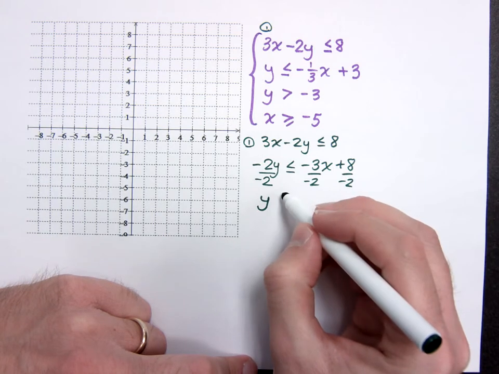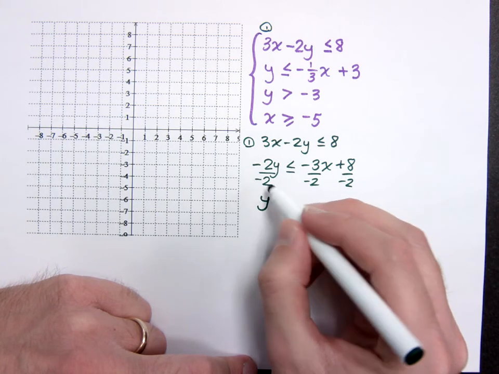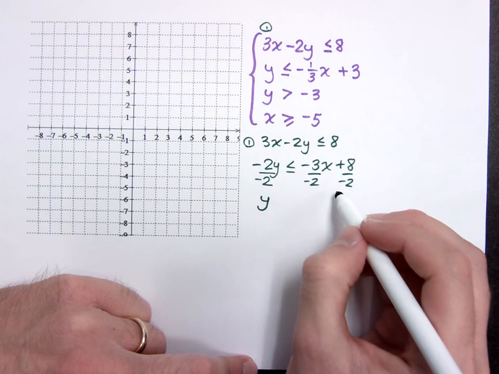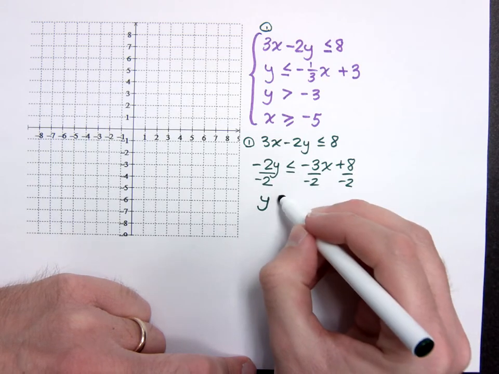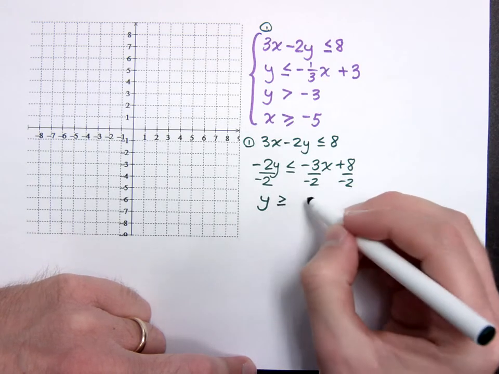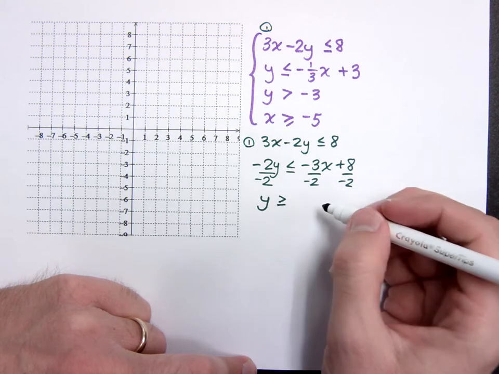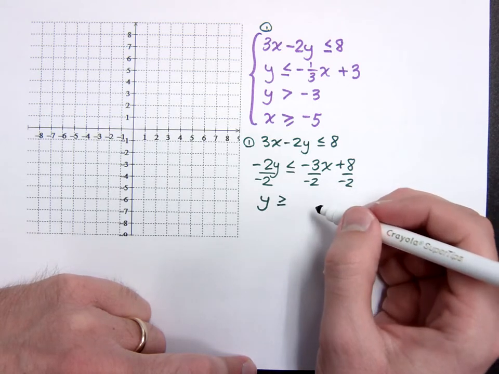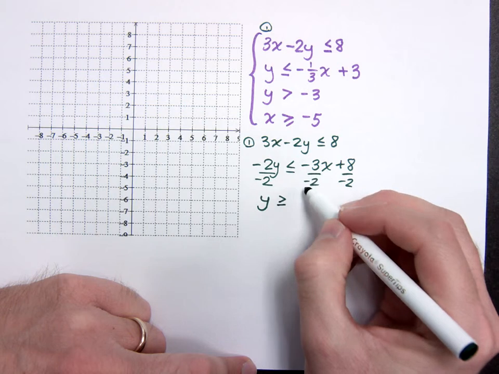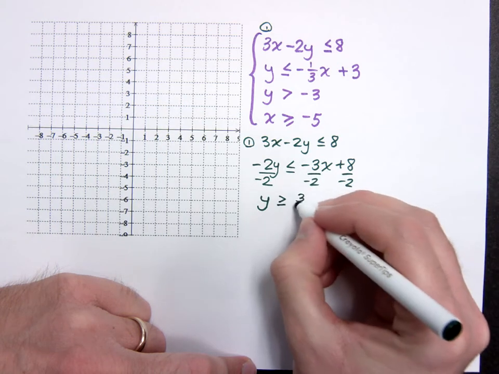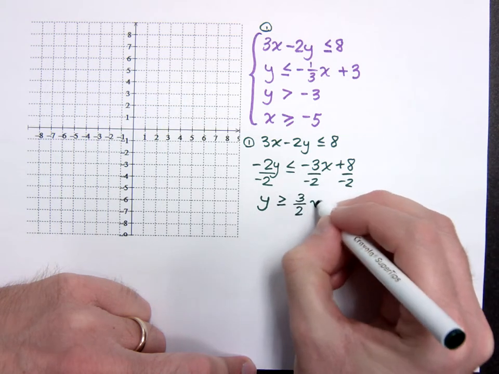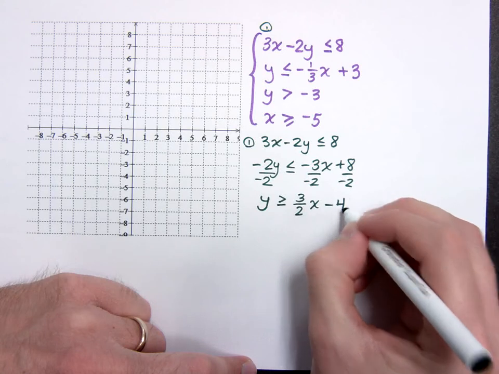Why is it greater than? It was less than or equal to. I divided by a negative, right? So this will become greater than or equal to. I hope that we are now going to pay attention to our signs. Negative divided by negative will give me a positive 3/2 x, and I'll get a minus 4 over here.